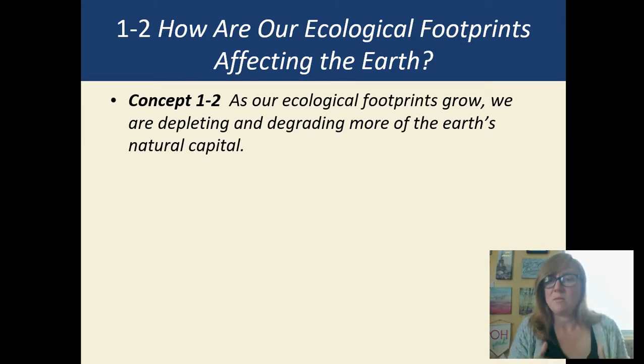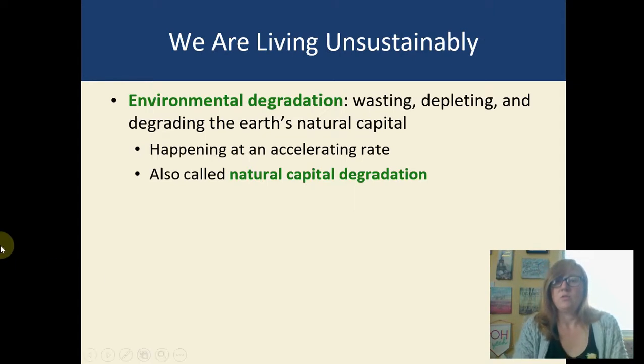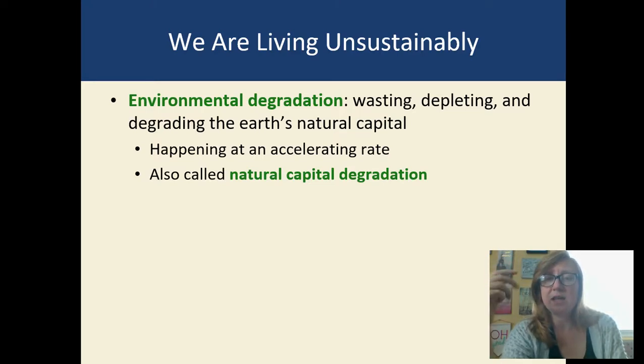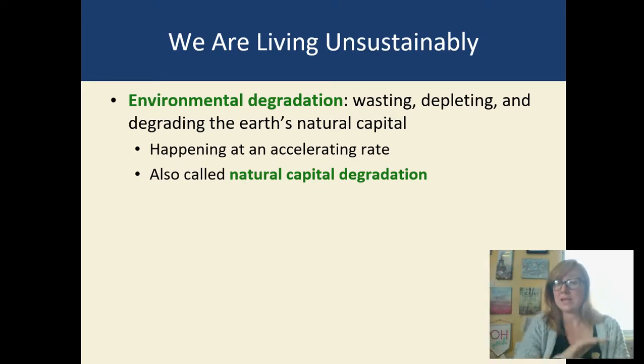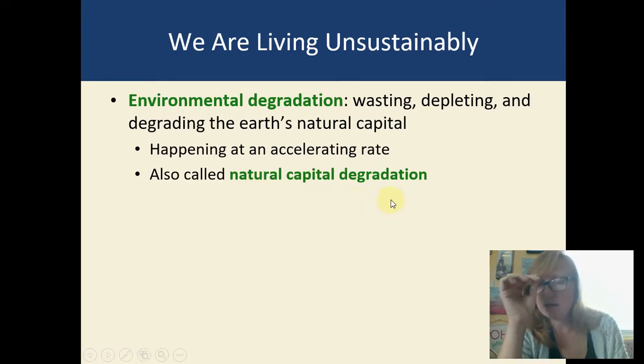Even if we stopped using more, there's more and more people. So that's what's going on with Earth. Right now, I can tell you we're living unsustainably, and environmental degradation is happening. That's the wasting, depleting, and degrading of our natural capital. And this is happening at an accelerating rate, meaning it's getting faster and bigger. So we're hurting Earth faster and faster every day. This can also be referred to as natural capital degradation.